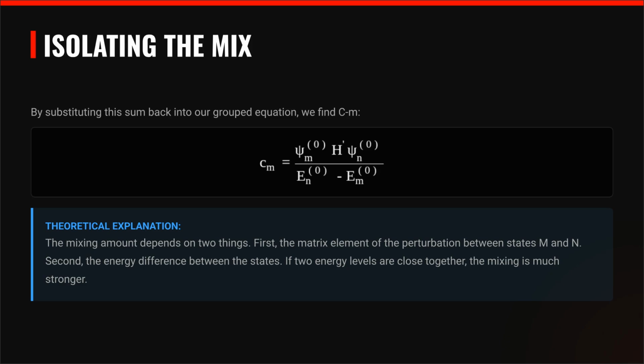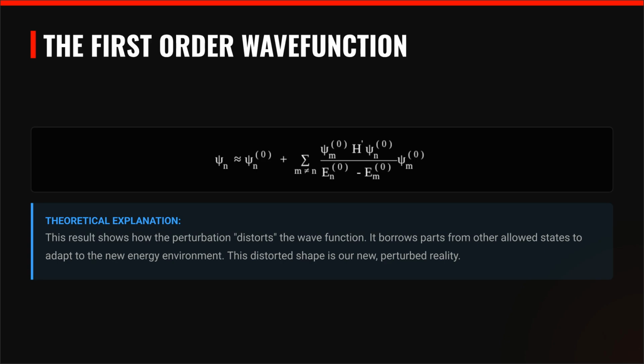Substituting this sum back allows us to isolate the mixing coefficient Cm. This amount of mixing depends on the perturbation's matrix element and is inversely proportional to the energy difference between the states. The first-order wave function shows how the perturbation distorts the state. It borrows components from other allowed states to adapt to the new energy environment, defining our perturbed reality.